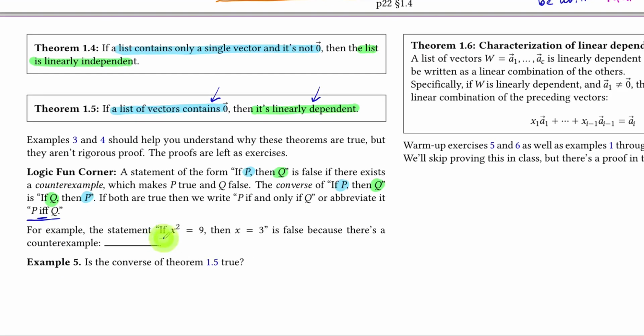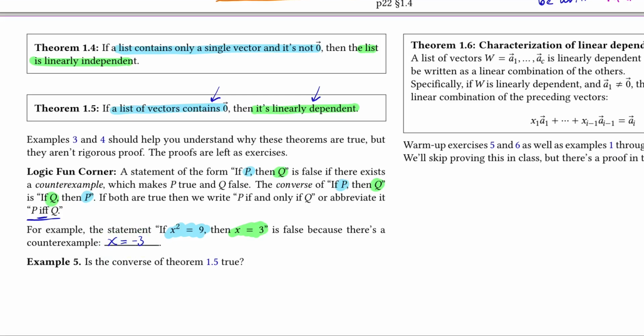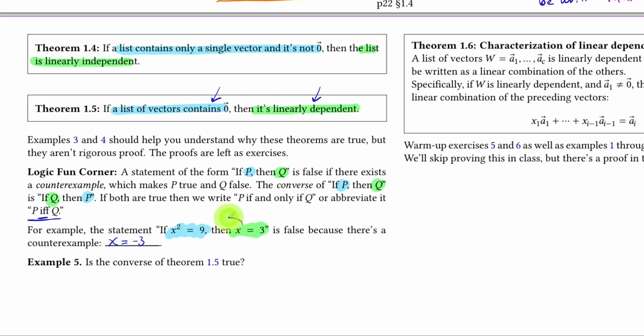The statement if x squared equals 9, then x equals 3 is false because there's a counterexample. Can you think of how to make x squared equals 9 be true, but make Q, which is x equals 3, false? Yeah, that would be x equals negative 3. The converse of this would be true. If we said if x equals 3, then x squared equals 9, that would be fine.